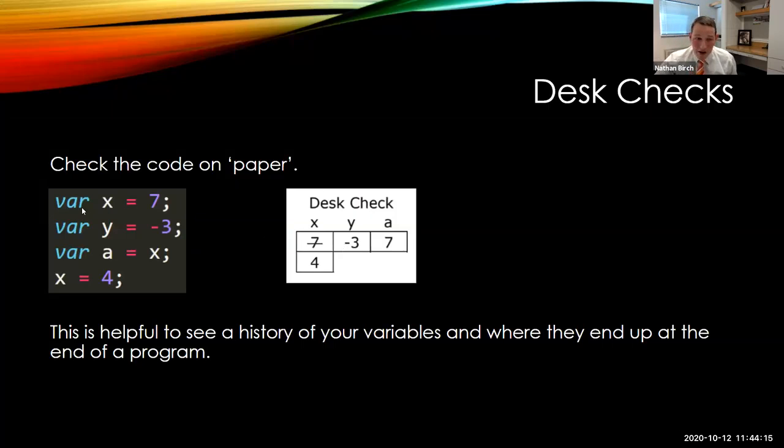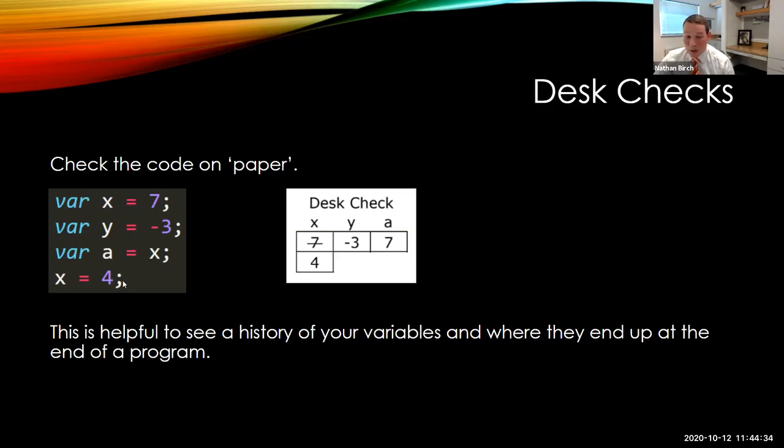So our first line of code here says var x equals 7. And so we'd write a 7 in this box underneath x. And then var y equals -3. We put a -3 there. And then var a equals x. Well, x had 7 in there. And so if I assign a the value of x, then a also gets 7.